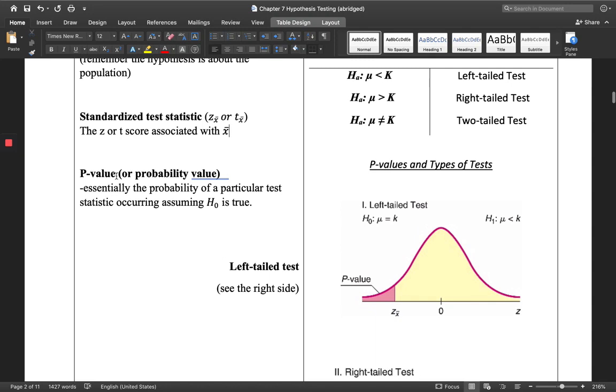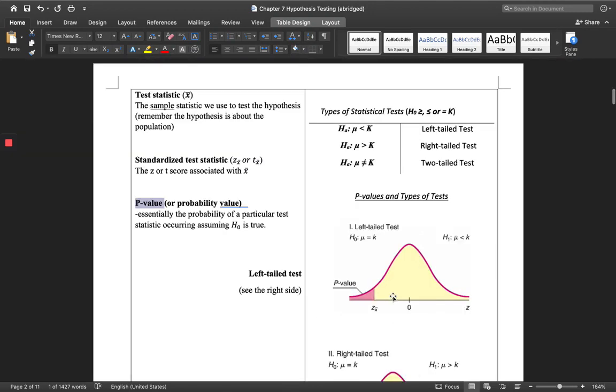Now the p-value is the probability of a particular test statistic occurring, assuming H naught is true. And this is what we're going to compare to that alpha we talked about earlier. But this p-value is also nothing really new. This is just the probability associated with a particular z-value.